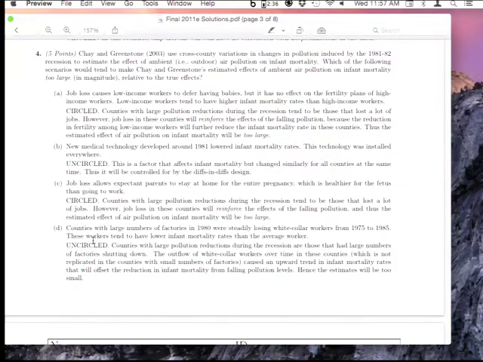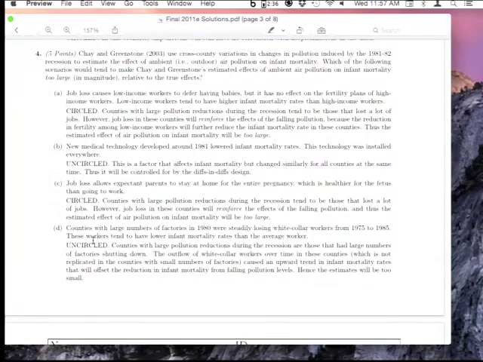So it's counties with large numbers of factories, so that kind of immediately clues you into, okay, these are going to be the ones that we're thinking are recession hit. They got a lot of factory shutdowns. You have to have a lot of factories to begin with in order to have factory shutdowns. So they're the ones that are going to see declines in pollution rates. So these are the recession hit counties, and we're saying that they're steadily losing white-collar workers from 1975 to 1985.